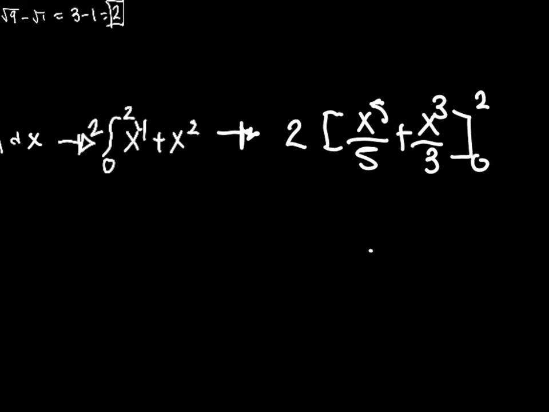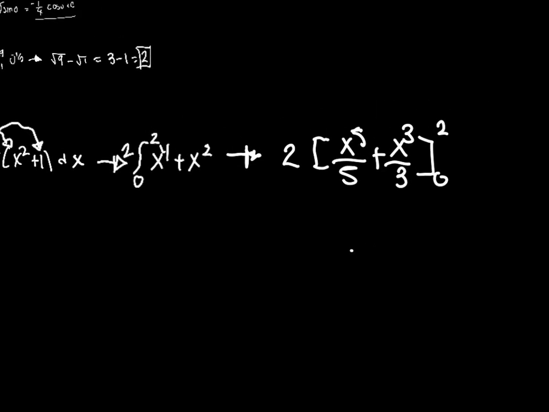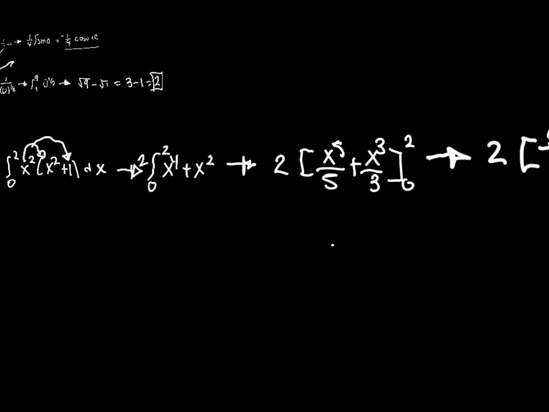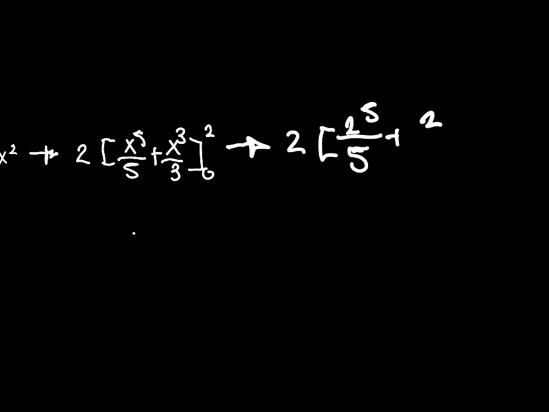And now we can plug it in. If we plug in 0, we will get literally 0, so we only plug in 2. So it'll be 2 to the 5th over 5 plus 2 cubed over 3, from 0 to 2. I'm sorry, that was a mistake. So, yeah, I guess why not? We can do the math.